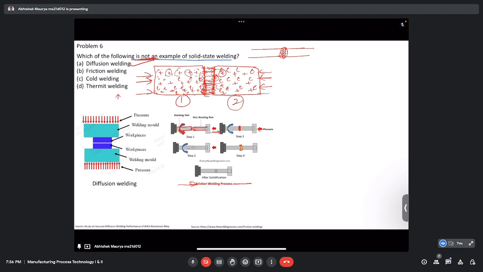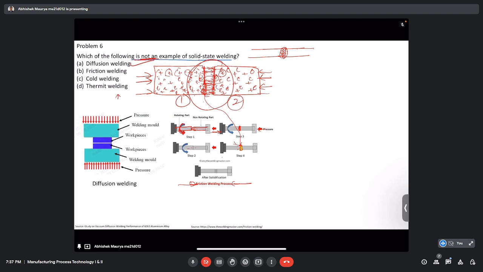Here also we are generating heat as well as deforming the material plastically. We are bringing both surfaces together and deforming them plastically so that contact between them gets established, and here heat is generated because of friction, and because of the rise in temperature and plastic deformation the material gets joined. So that is called the friction welding process.